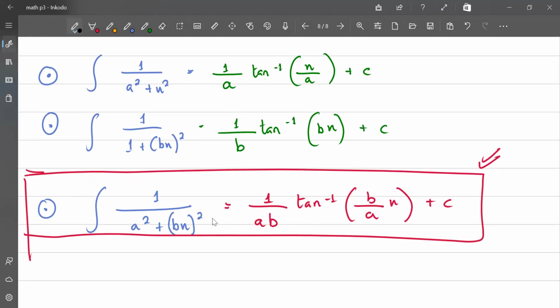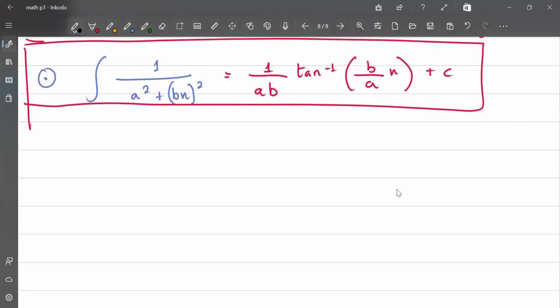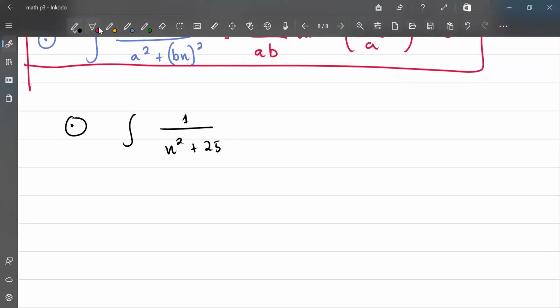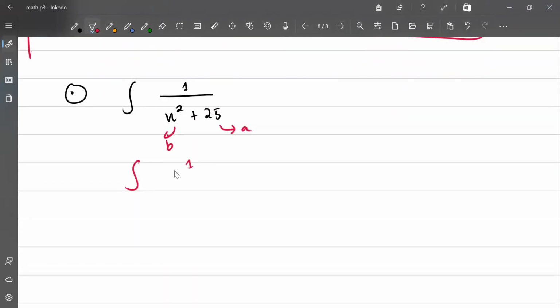Now, of course, this doesn't make much sense right now. Let's jump into questions where this is being applied, and I'm sure it will make sense. So let's say we have with us 1 upon x square plus 25. Now this is A and this is B. Rearrange it: 1 upon 25 plus x square.